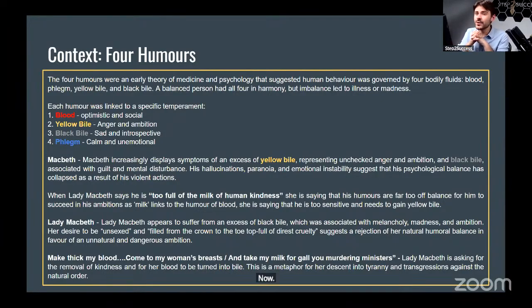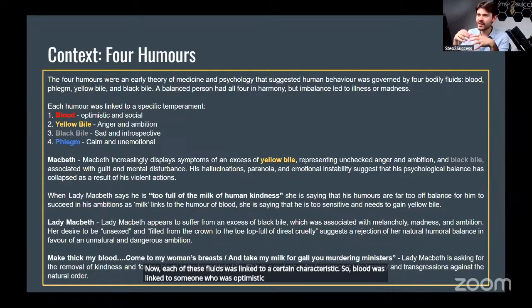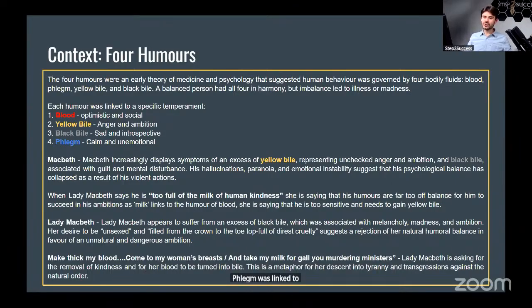Now, each of these fluids was linked to a certain characteristic. Blood was linked to someone who was optimistic, outgoing, extroverted. Yellow bile was linked to anger, ambition. Black bile was linked to sadness and introspective thought, someone who thinks a lot. Phlegm was linked to being calm and unemotional.